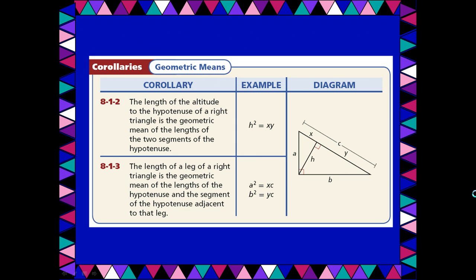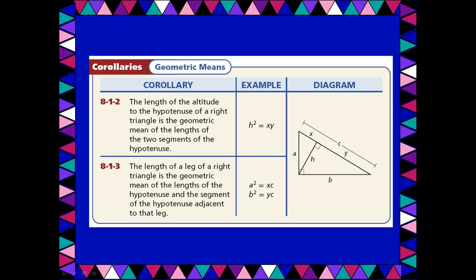This brings us to two corollaries, the geometric means corollaries. The length of the altitude to the hypotenuse of a right triangle is the geometric mean of the lengths of the two segments of the hypotenuse. So we have h squared equals xy in this case. So we're looking at the altitude, and the two lengths of the hypotenuse that we cut times each other equals h squared. So this is a special ratio.